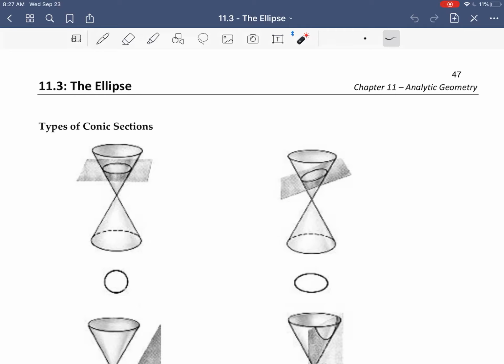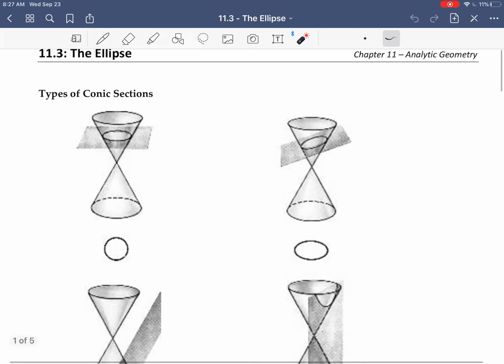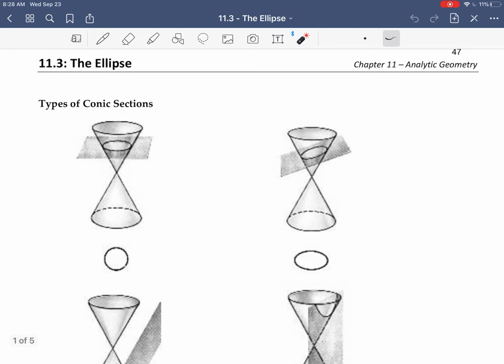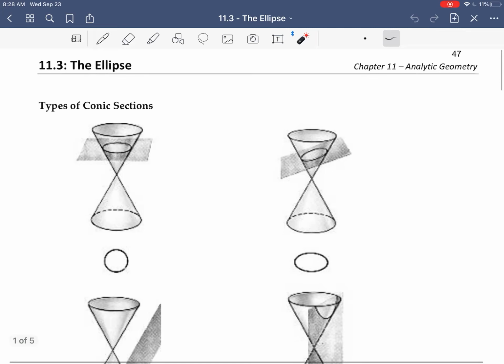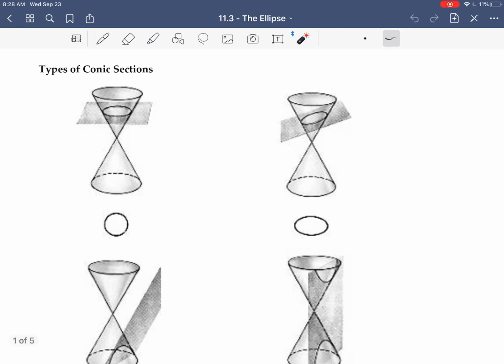In this video, we're going to talk about ellipses and their equations and how to put them into each form. But before we do that, circles and ellipses are all types of conic sections. And the way that conic sections arise is just by cutting an hourglass shape.